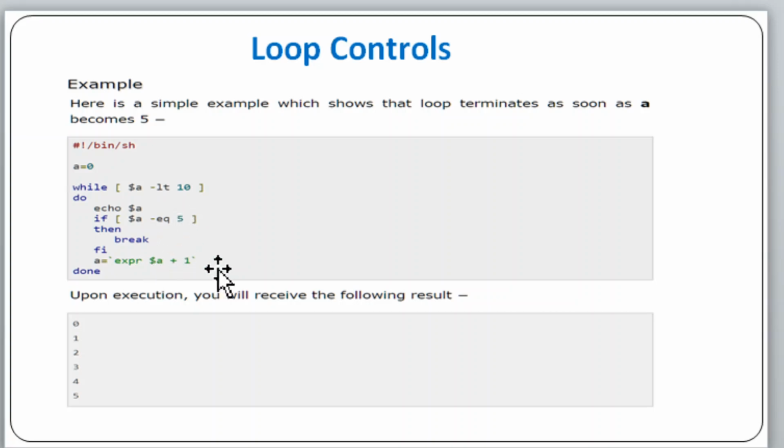So upon execution, we're going to receive the following result. So we'll have 0, 1, 2, 3, 4, 5. And we have the break. Okay, so this is our break statement here. It breaks when a is equal to 5. So the while loop's going until it's less than 10. But here we say, hey, when it gets to 5, go ahead and stop it, break it. And that's what happened. We got all the way to 5. And you see here, it actually started with 0, guys. So remember, 0 is a number. So it always starts with 0.